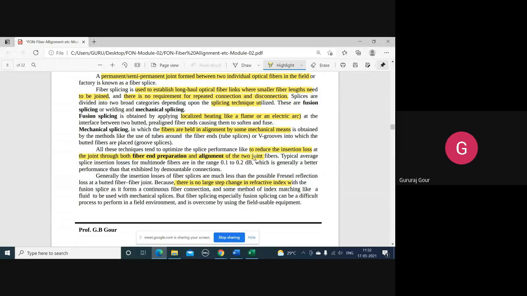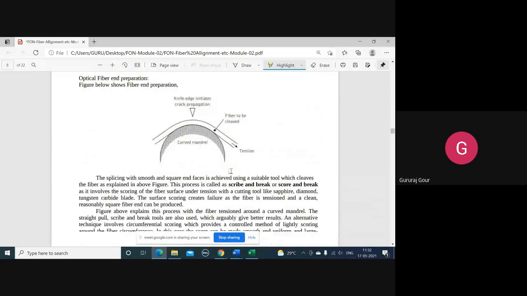So again, depending on the technique, because we have to reduce the insertion loss, since you are going to form the joint here. Some techniques will be used to reduce the insertion loss in fiber splices, maybe fusion splicing or mechanical splicing. Those two techniques are nothing but fiber end preparation and alignment.